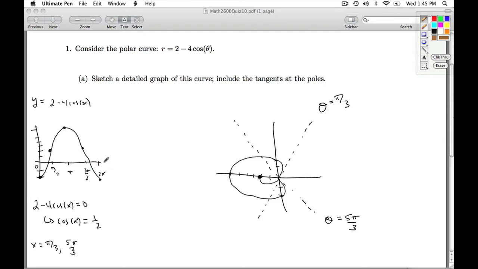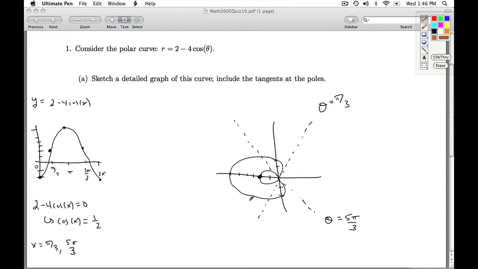And then the last leg of the journey, from 5 pi over 3 to 2 pi, the r value is negative. So instead of graphing over here, I'm going to be graphing here. And that's going to connect this thing back up to where I started. So we have one of these, I believe they're called limaçons. I can't pronounce that correctly, but there it is.